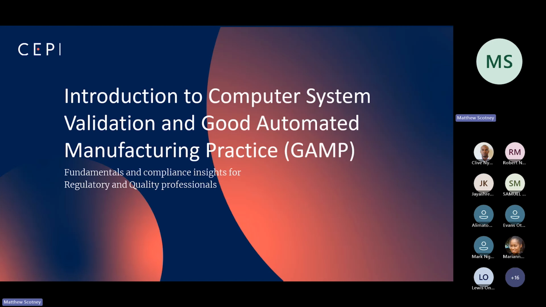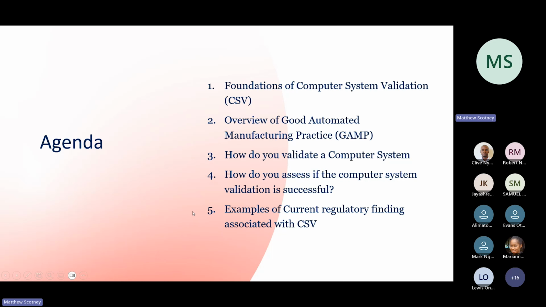What we're going to look at today is an introduction to computer system validation. We're going to look at the foundations of computer systems. We're going to look at good automated manufacturing practice, otherwise known as GAMP. We're going to try and answer the question, how do you validate a computer system? What might you be looking at?